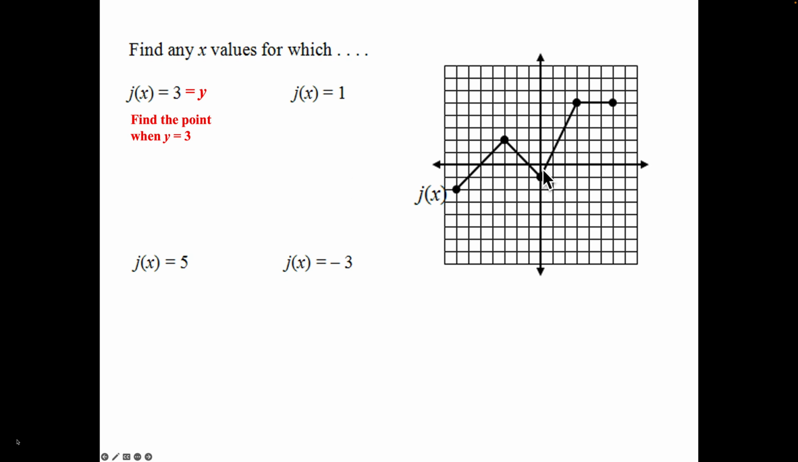So as we go up on the y-axis to 1, 2, 3, here's my 3. I'm going to go to the right. I hit this point. My x is at 2. This is 2, 3. So I'm going to return the x coordinate of 2. There's only one place that happens. That's fine.